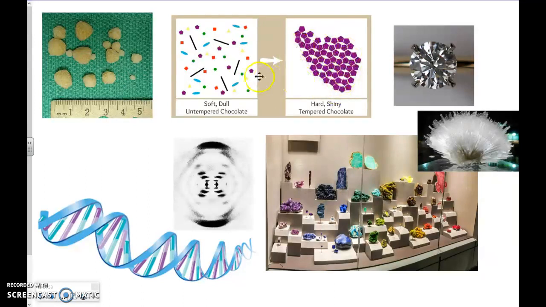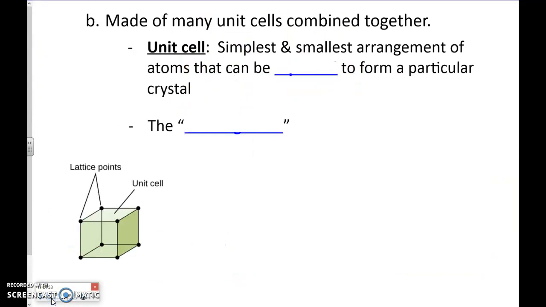Here you can see those little crystals forming their larger crystals. Okay, actually these purple things are what we call a unit cell, which is what we're going to talk about next. A unit cell is your most basic form of a crystal. It is your smallest arrangement of atoms that can be repeated to form a particular crystal.